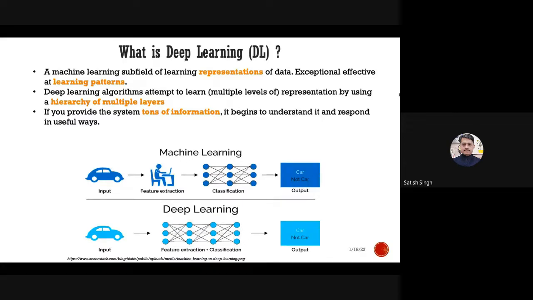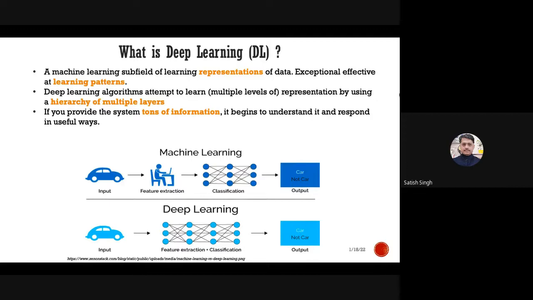So hierarchical representation is necessary. If you want to provide the system tons of information, it begins to understand it and respond in a useful way. It means tons of information, more and more examples. So what do you think, that more and more memory space is required? If more and more memory space is required, then how will this memory space be created, and which things will be treated as the memory space?